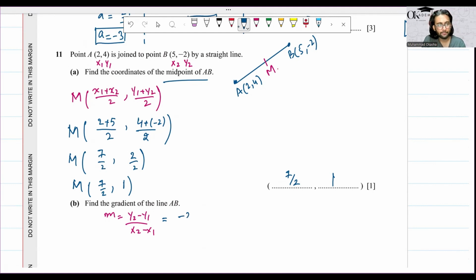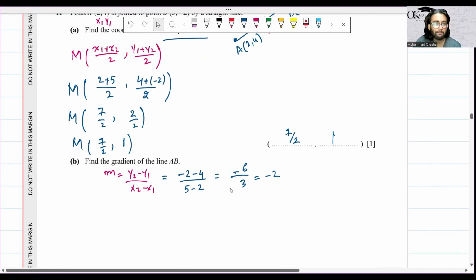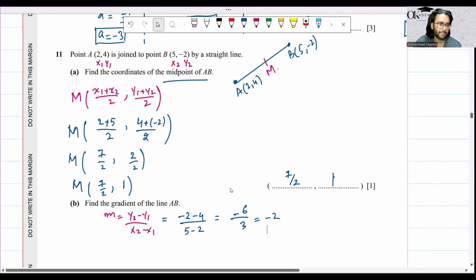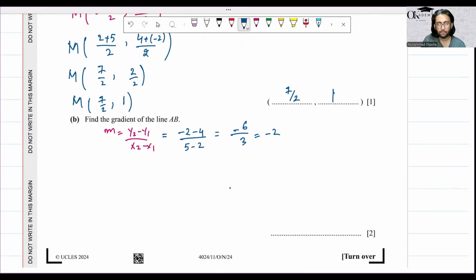So y2 is -2, y1 is 4, x2 is 5, x1 is 2. So I'm going to get -2 minus 4, which is -6. 5 minus 2 is, I think, 3. So I think the gradient is -2. Okay. I hope there's no confusion about that. Right? This is pretty straightforward, I think. y2 minus y1. Yeah. Right. Next, I have to put in the value of the gradient over here.